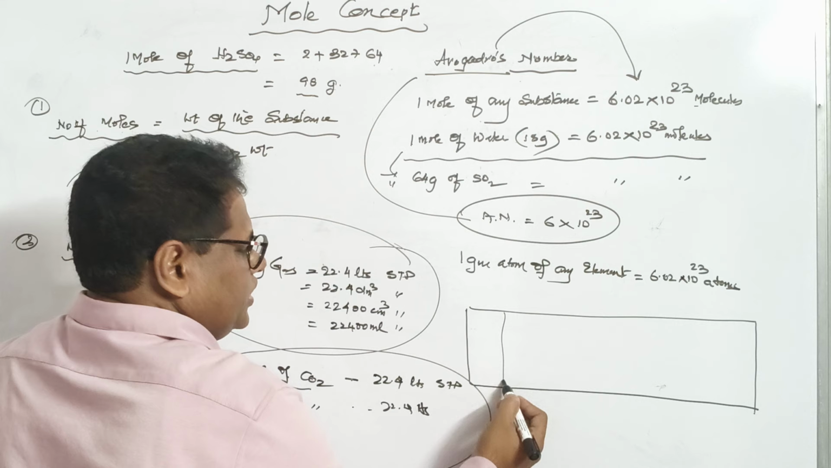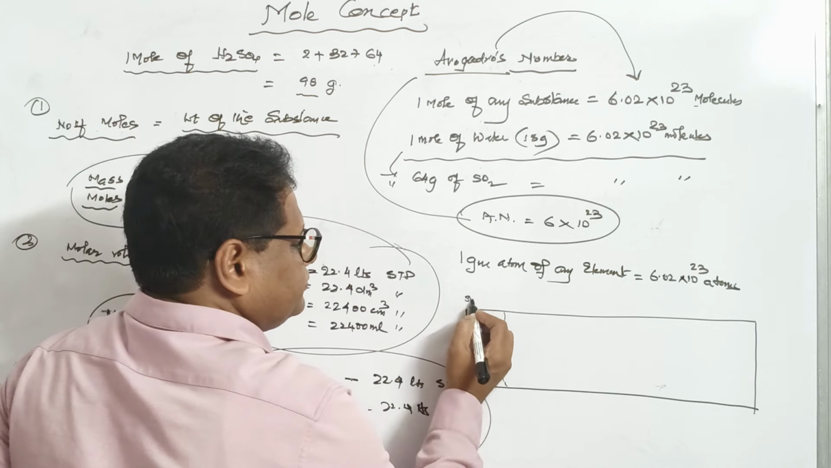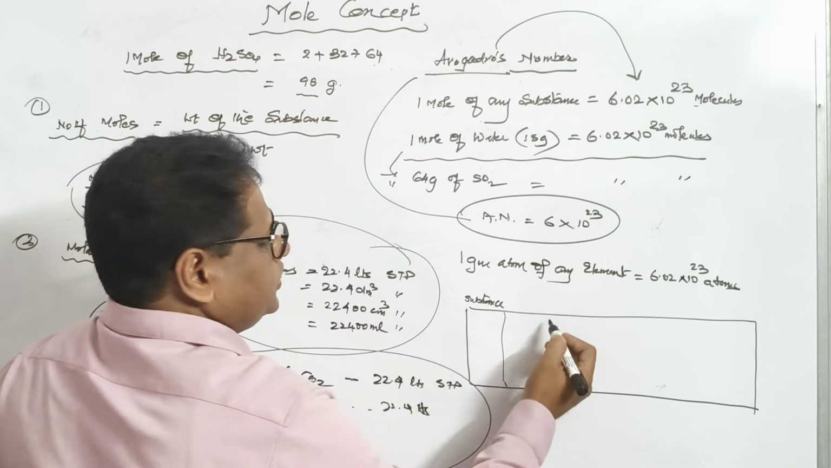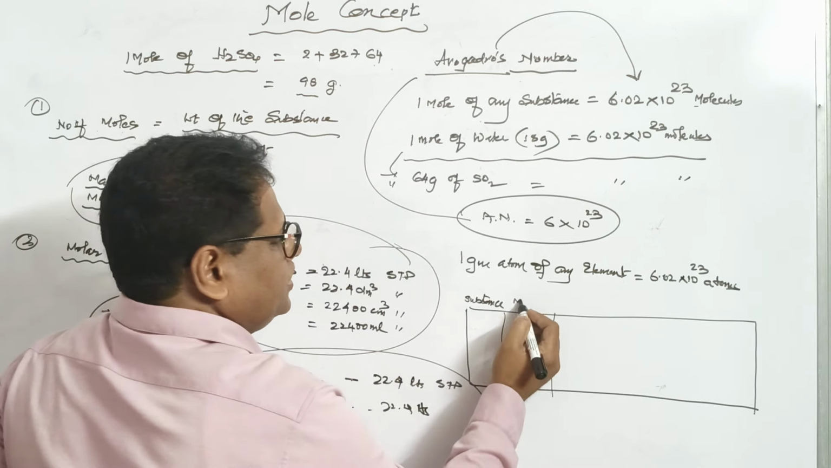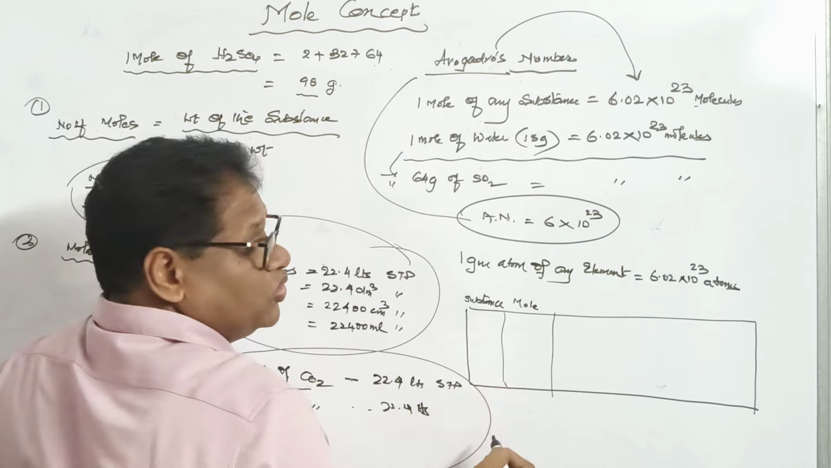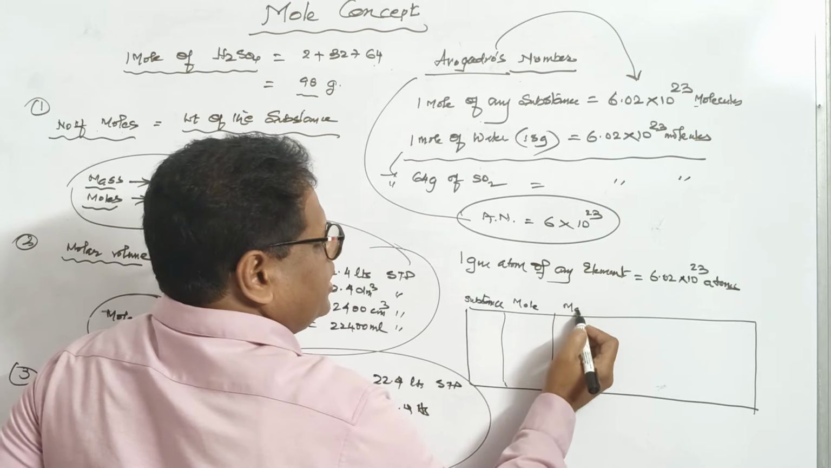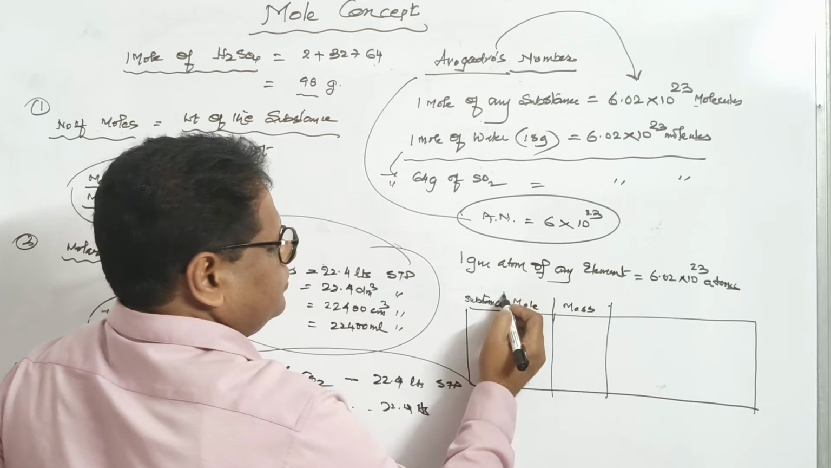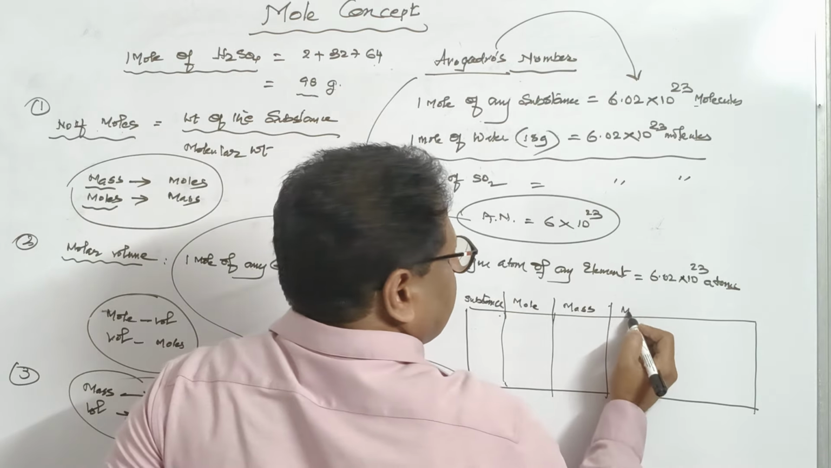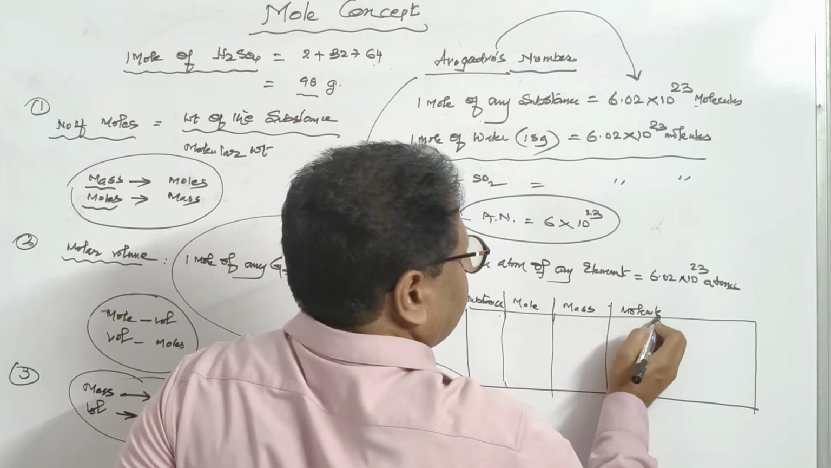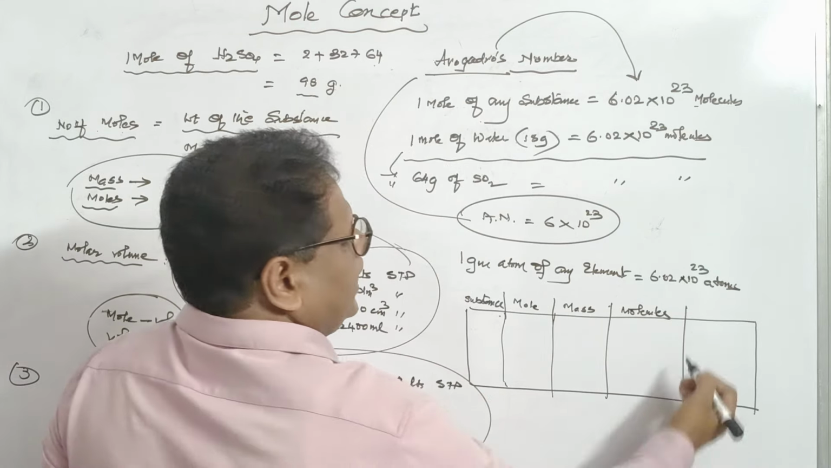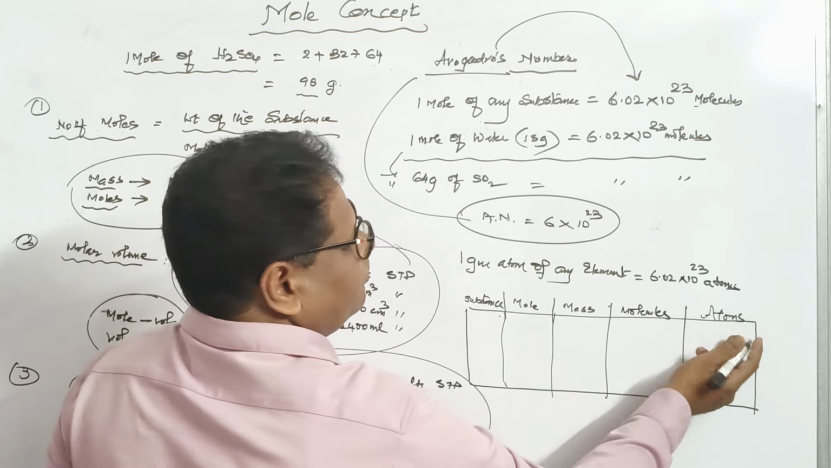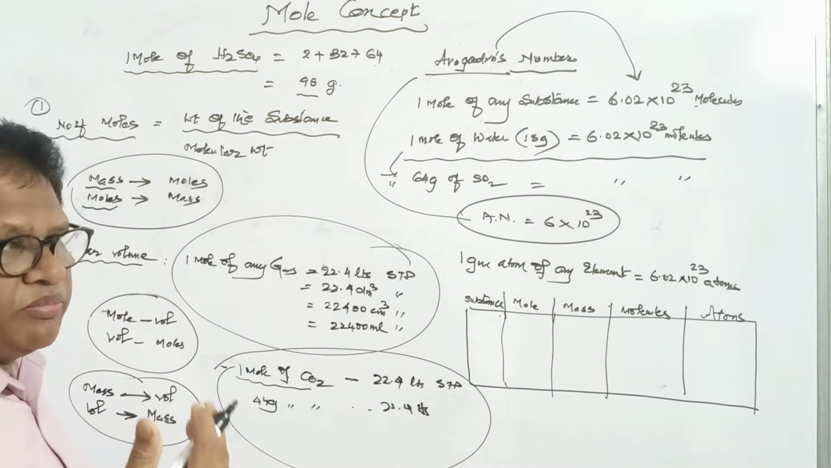Now this is the substance. This is the mole, number of moles. Then we have the mass. Then we have the molecules. And here you can leave it for atoms, right? Which is different for different types of compounds.